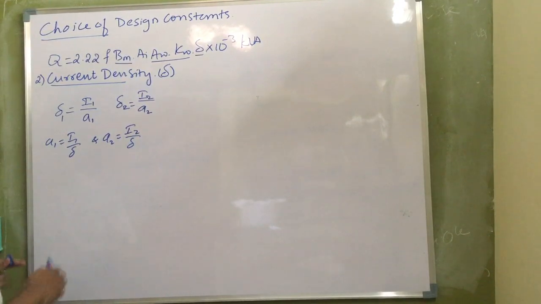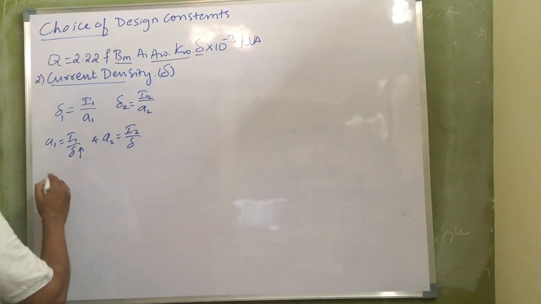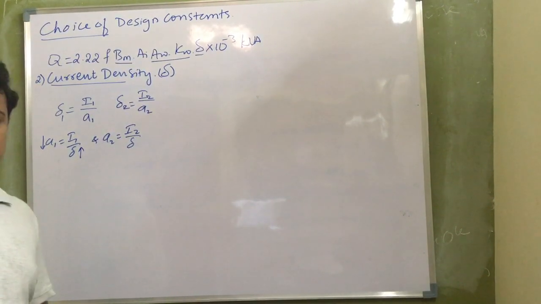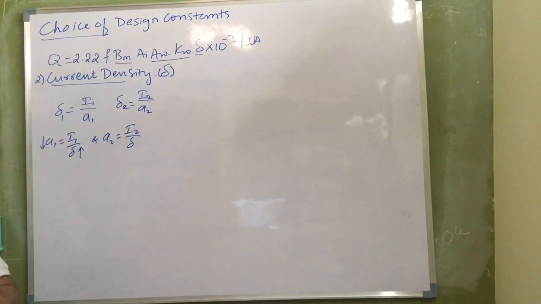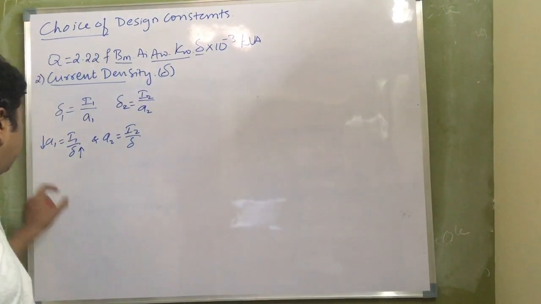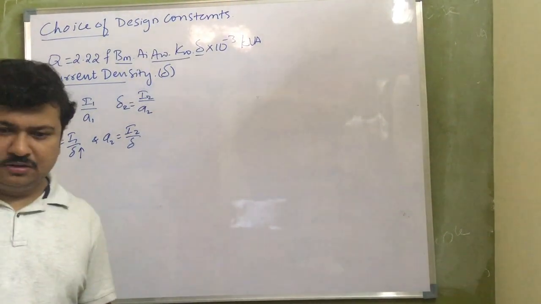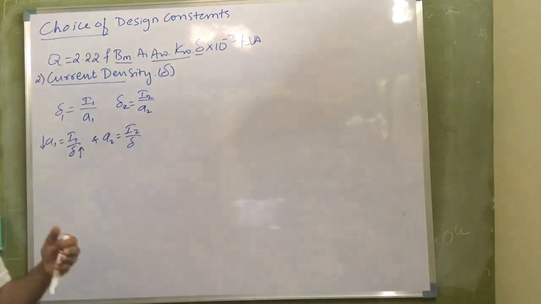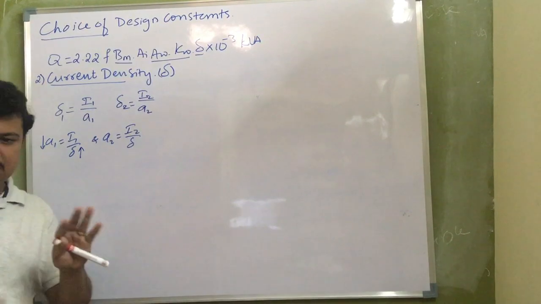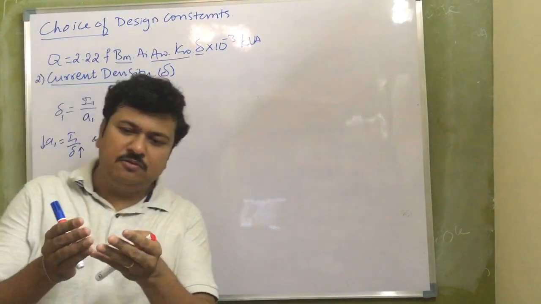Now it is evident, if the value of delta is high, then the value of area is less. By the choice of a larger value of current density, the area of the conductor decreases. But larger values of current density will result in temperature rise. Because of the lesser area of the conductor, temperature rise will be more prominent, because as the area of the conductor decreases, its dissipating surface will also decrease.